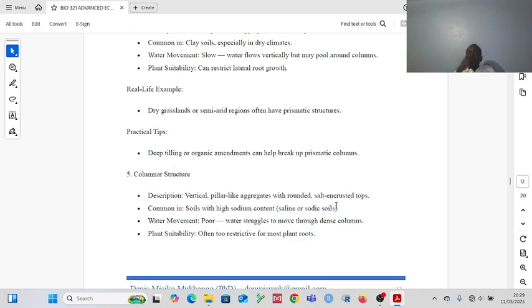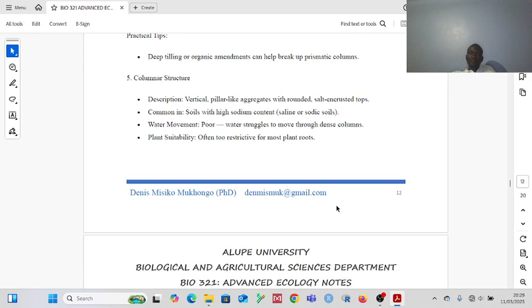The other one is the columnar. With columnar, you have vertical pillar-like aggregates, but they have rounded, salt-crusted tops. So the top is not flat, the top is round, and that top has salt crusts on it. That type of structure becomes columnar.